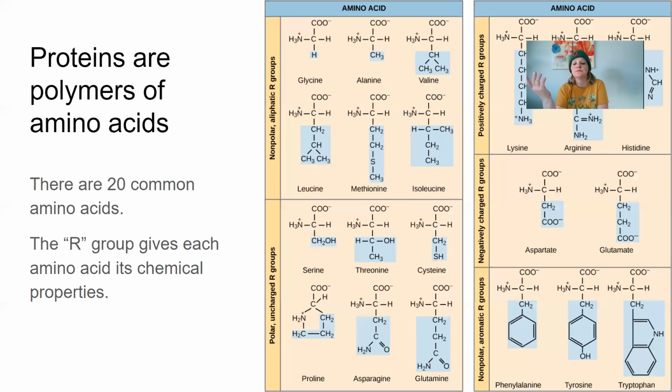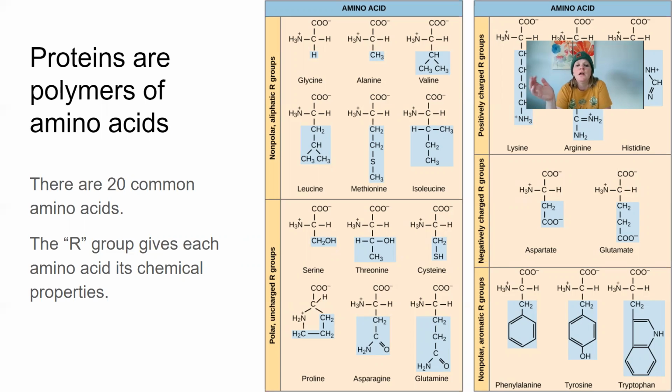So proteins, remember, we've talked about this a lot. Proteins are polymers of amino acids, and they're in biology. We have 20 common amino acids. There's a few others, but they don't show up very often, and they're kind of the fringe cases. So we're just going to focus on these 20.